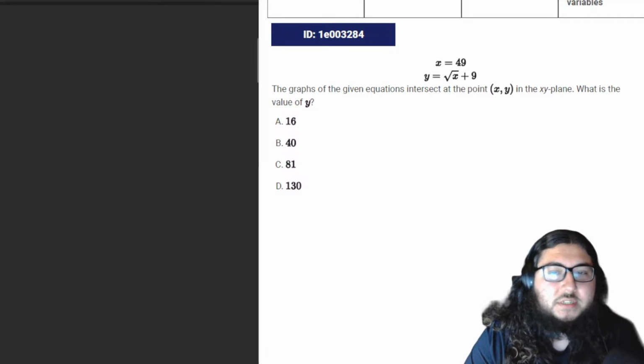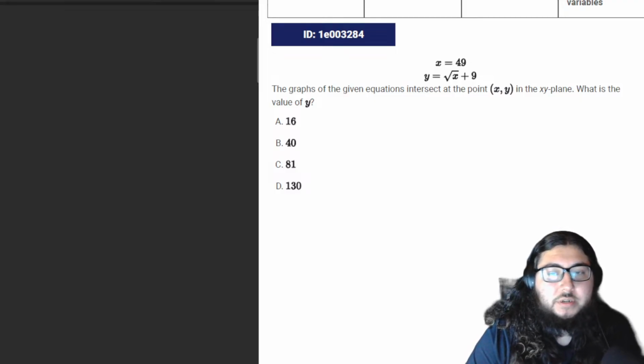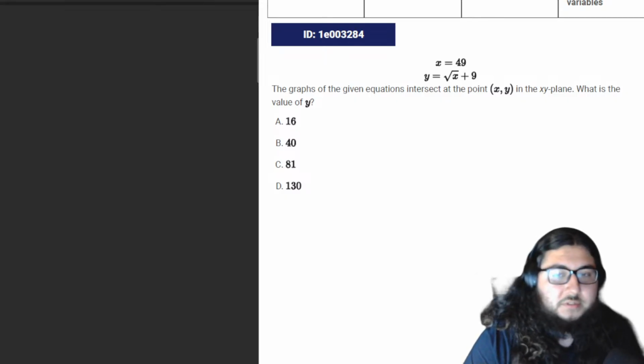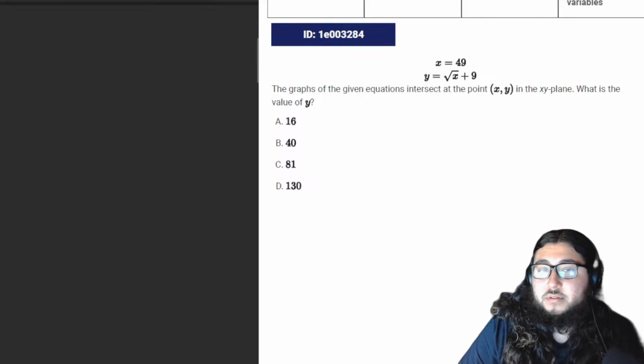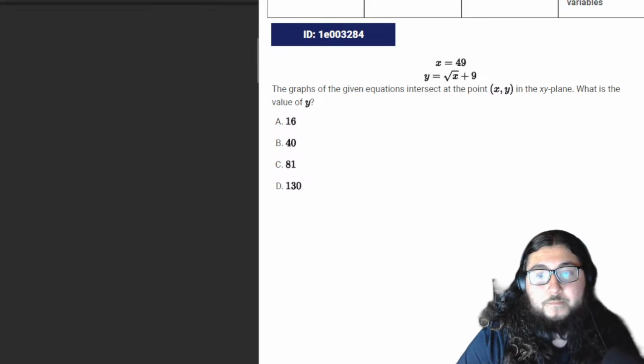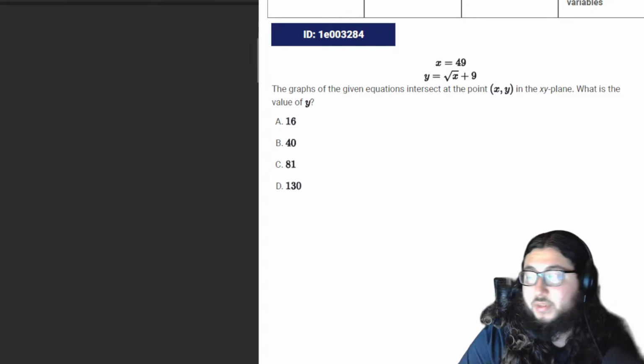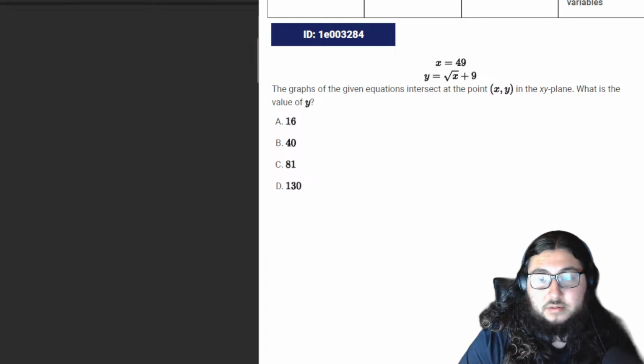Really, all you have to do is substitute 49 for x in the expression square root of x plus 9, and then you would get the square root of 49, which is 7, plus 9 is 16. So that would be your correct answer. It's a lot simpler than it sounds. Yeah, it's just that easy.